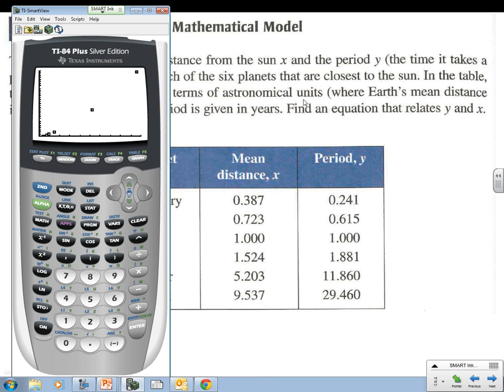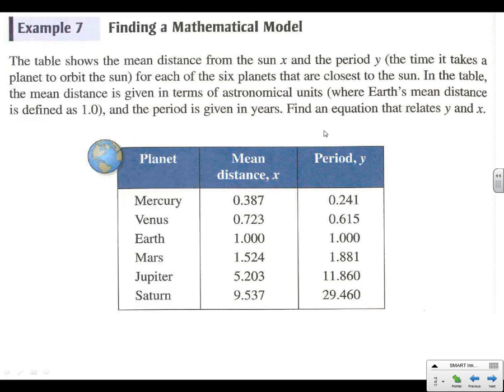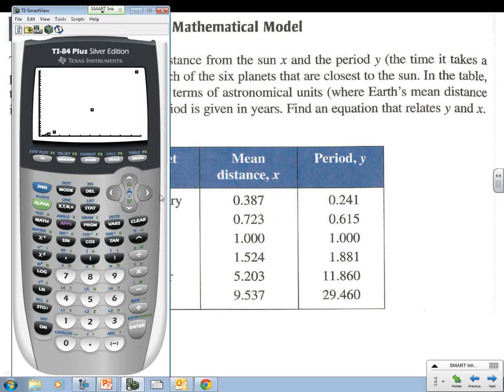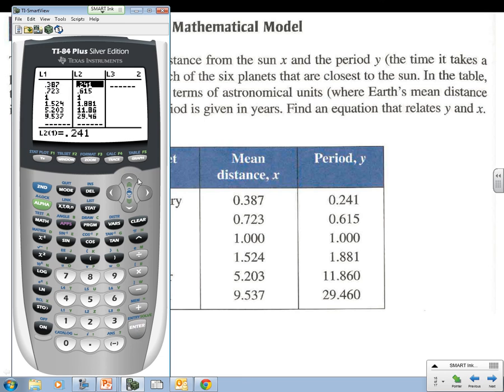Okay? So on these problems in this chapter, you wouldn't really know from this problem. They really should say, let's find a logarithmic model that relates natural log of y with natural log of x. And that's what the homework problems are going to say. But what we're going to do is go back into our stat, back into edit, and create 2 new lists.